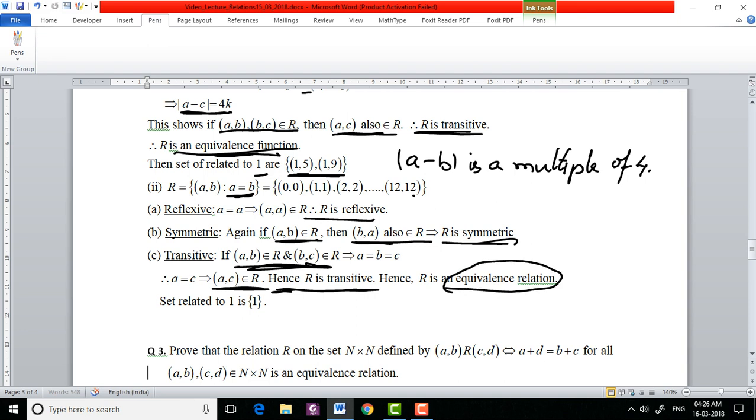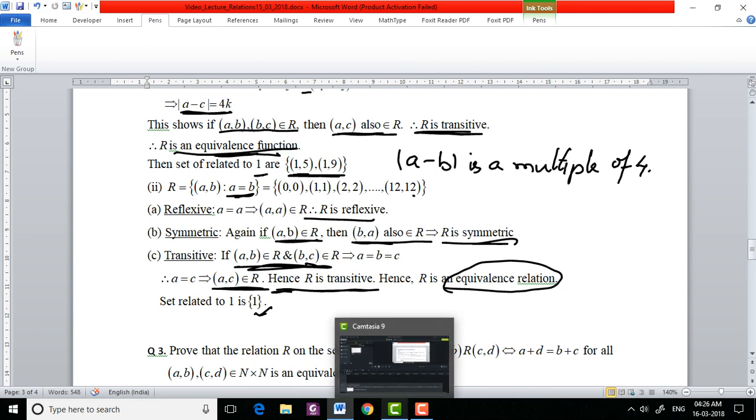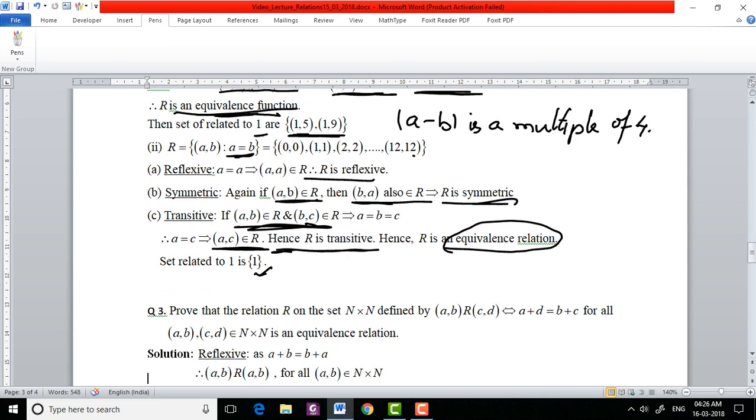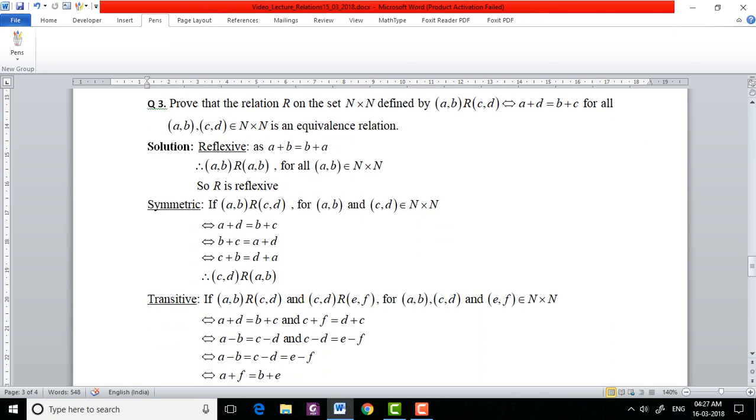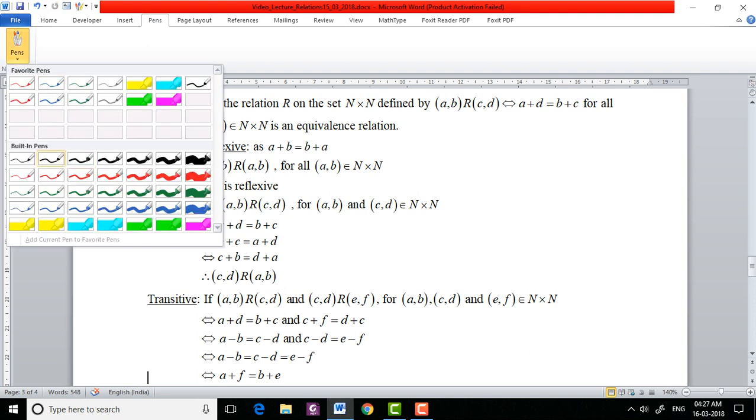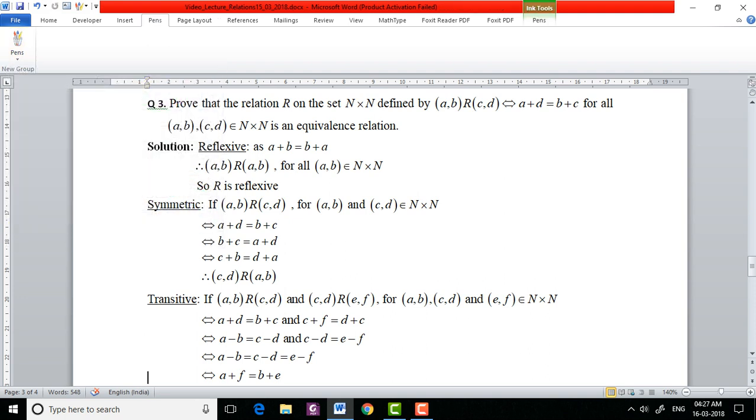And since R is reflexive, symmetric, and transitive, hence R is an equivalence relation, and we need to find elements which are related to 1 under this relation. Clearly as 1 comma 1 is present in this relation, the element related to 1 is 1 itself, so it is a set containing element 1. Let us move on to the next question. Now let us take the next question.